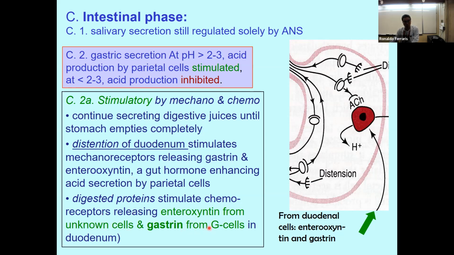There are also chemoreceptors facing the lumen of the duodenal mucosa. They sense digested proteins on the food side, and then they release enterooxytocin into the blood side. The G cells in the duodenum sense nutrients on the lumen side and release gastrin to the blood side. So this is still stimulation.